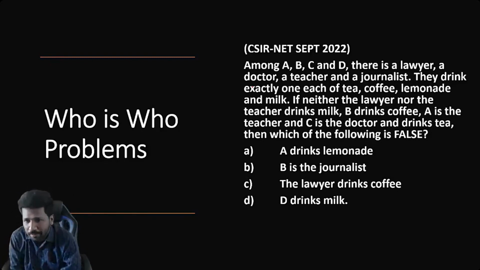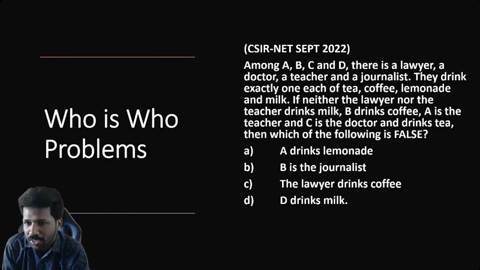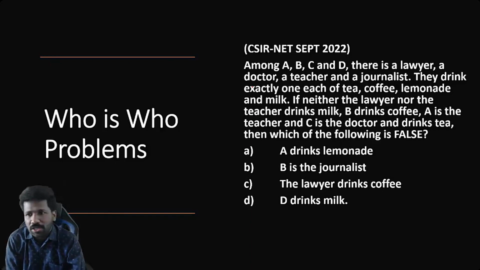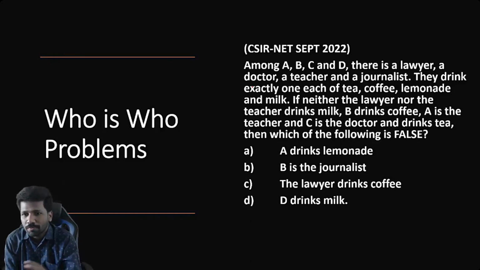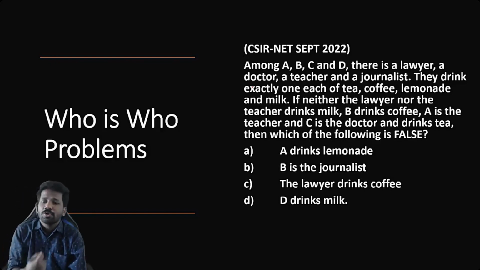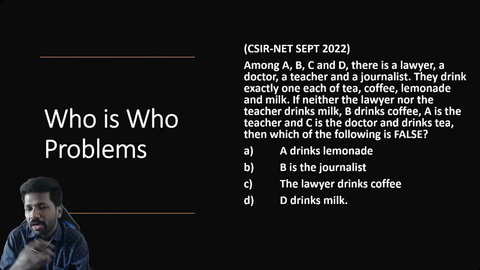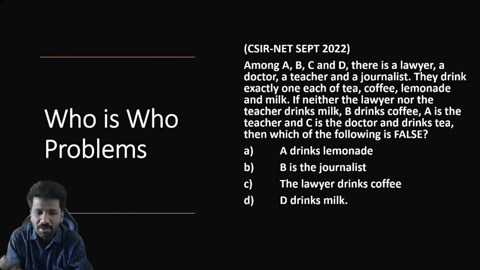For example, look at this September 2022 question. चार people हैं A, B, C, D. चार professions हैं lawyer, doctor, teacher, journalist. We have to match who is lawyer, who is doctor, who is teacher, who is journalist, and what are their choice of beverages. कौन सा beverage पी रहा है वो भी match करना है, उसके according question पूछा है, कौन सा statement false है.